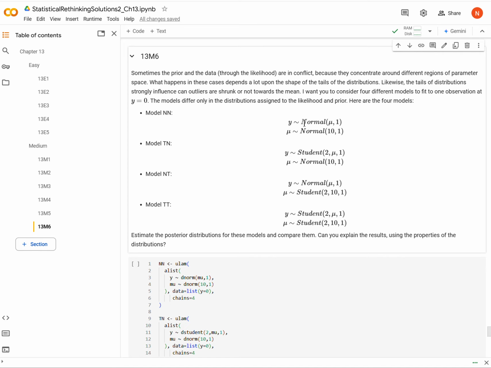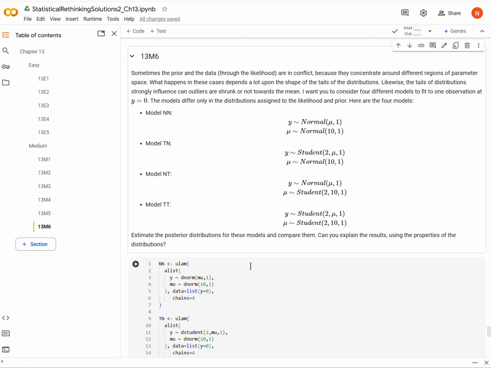We have 4 different models. One where the data and the mean of the data are distributed normally. One where the data is distributed as a student t distribution, and the mean is still distributed normally. One where that's reversed, so now the data is distributed normally, but the mean is distributed with a student t distribution, and then one where both are distributed with student t distributions.